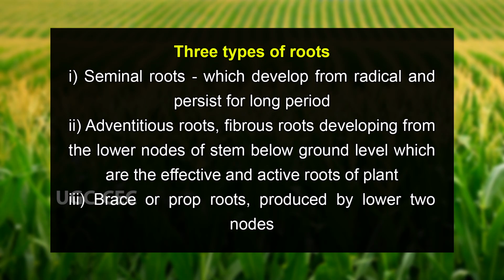The botanical features of various plant parts are as follows. The root: normally, maize plants have three types of roots. First, seminal roots, which develop from the radicle and persist for a long period. Second, adventitious roots, fibrous roots developing from the lower nodes of the stem below ground level, which are the effective and active roots of the plant. And lastly, the brace or prop roots, produced by the lower two nodes. The roots grow very rapidly and almost equally outwards and downwards. Suitable soils may allow corn root growth up to 60 cm laterally and in depth.